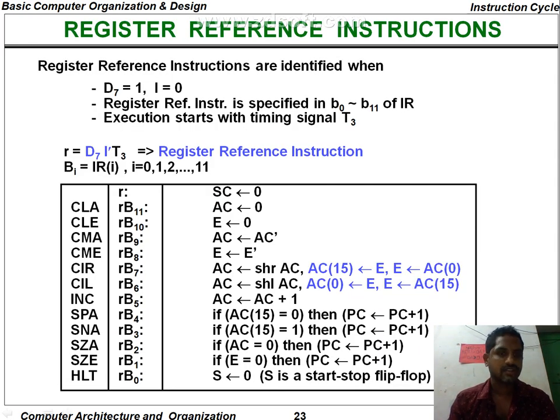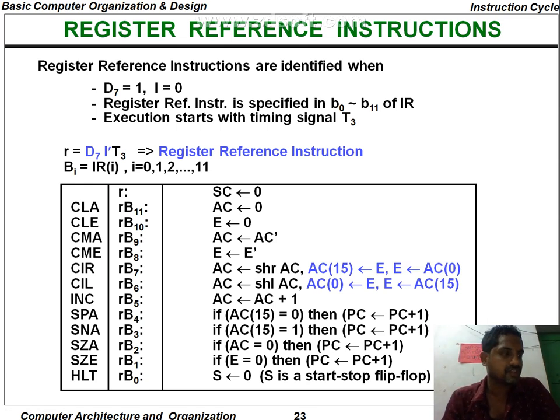See, so clear initially 0, there is a clear CLA accumulator 0, CLE E 0, and so on, and CAF, that is B7. That defines the register references, that is accumulator shift AC to AC, shift left, shift right, and accumulator increment. And SPA, that is accumulator bit 15 goes to 0, then PC to PC plus 1, bit 15 is 1, then PC to PC plus 1, accumulator 0, then PC to increment. If E equal to 0, then increment, then S equal to 0 if they start from the flip flop.